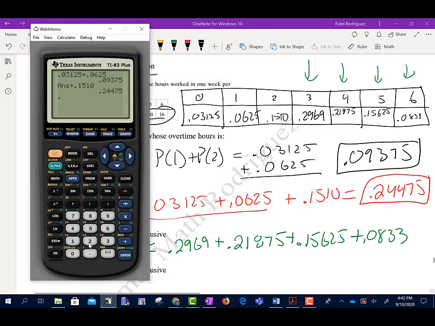Okay, 0.2969 plus 0.21875 plus 0.15625 plus 0.0833. Enter, and I'm coming up with 0.7552.